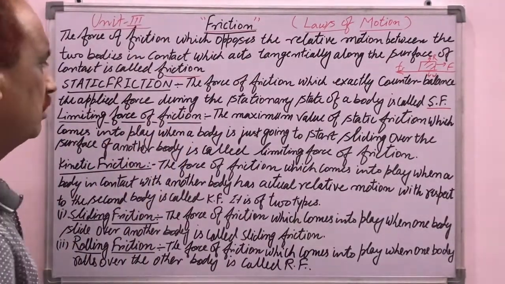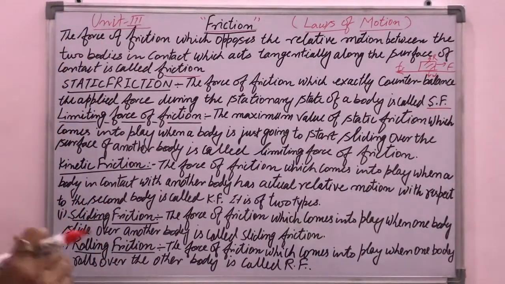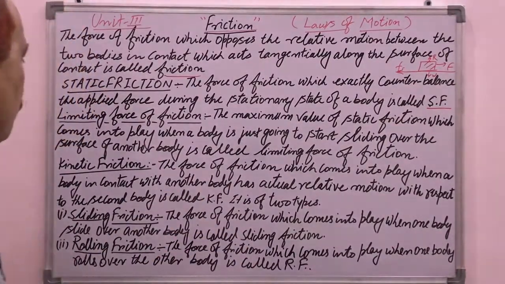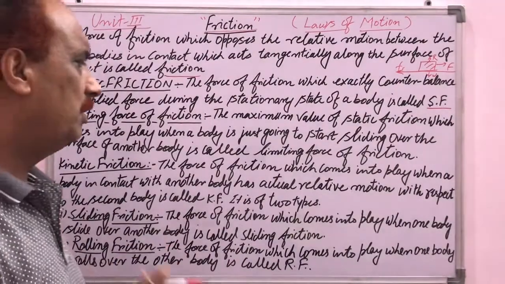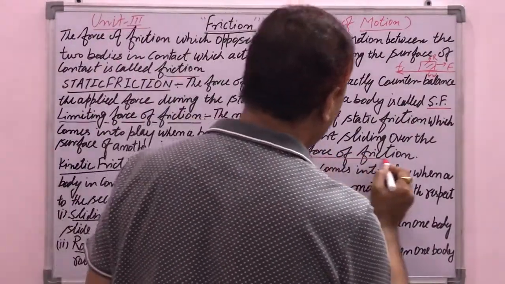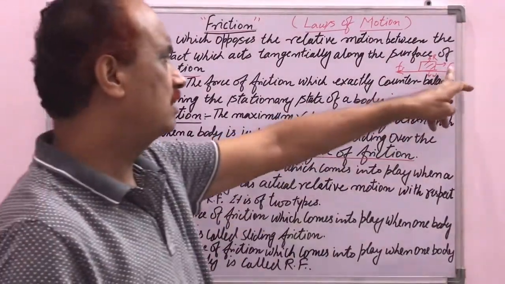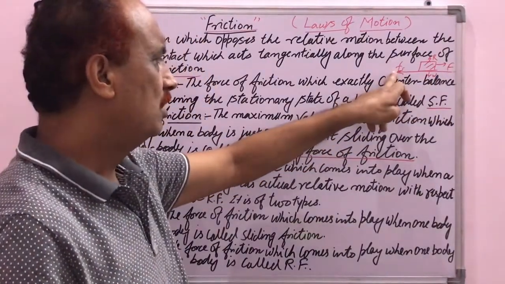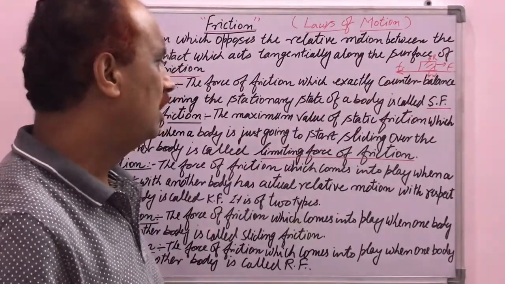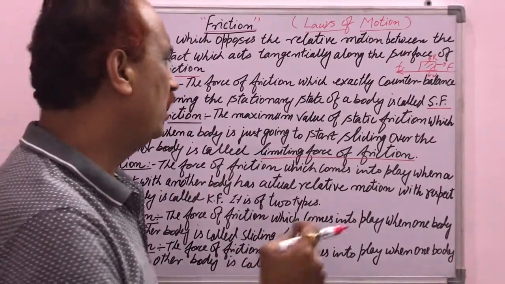Now next, what is limiting force of friction? Limiting force of friction means the maximum value of static friction which comes into play when a body is just about to start sliding over the surface of another body. Actually, limiting force of friction is the maximum value of static friction. When the external force is increased, this Fs will also increase. When these forces are counterbalanced, this is the situation when the body may just be about to slide over the other body.